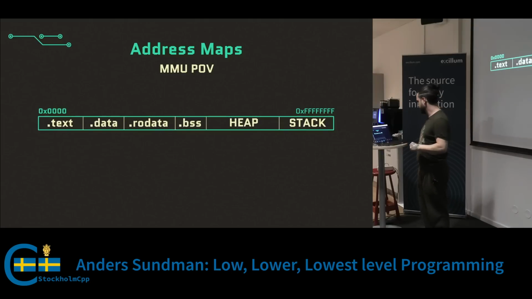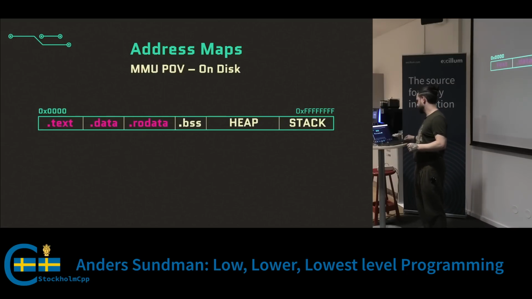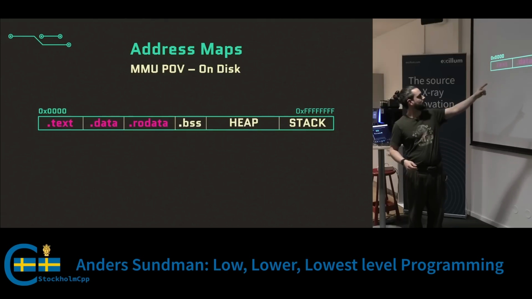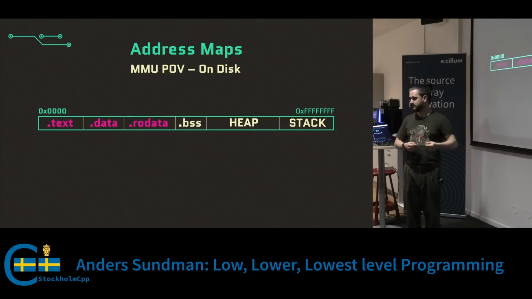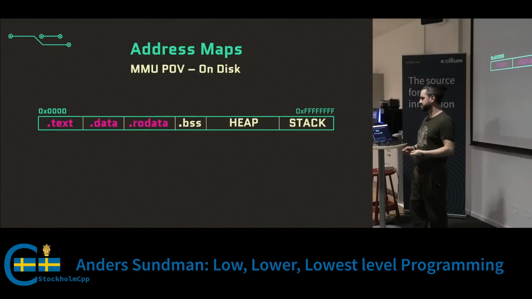these are actually interesting. They're not just linear data. We'll get back a little bit to that. But one thing we can start by noticing here is that text data and RO data, that is actually values. So they need to be somewhere, so typically in your binary. While the other ones, they're just empty space that you need to make sure is available when your program runs.